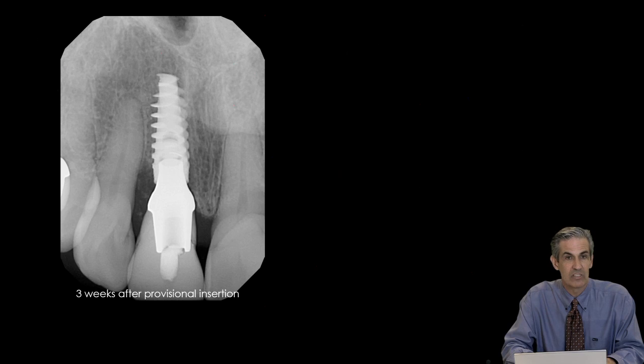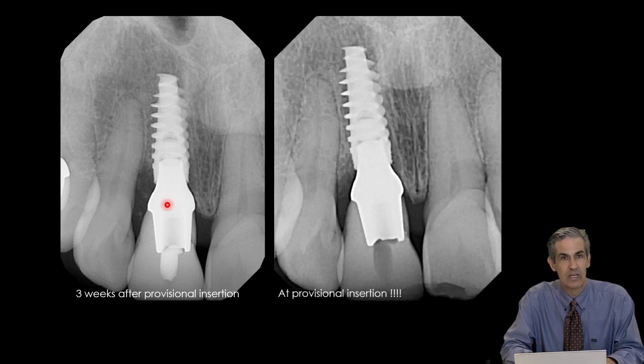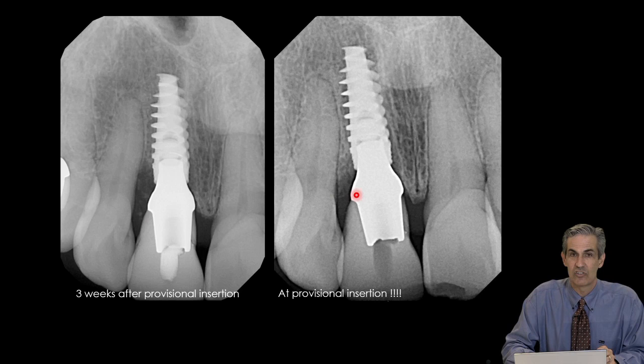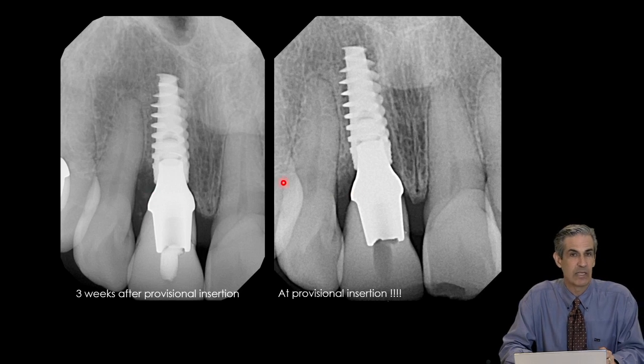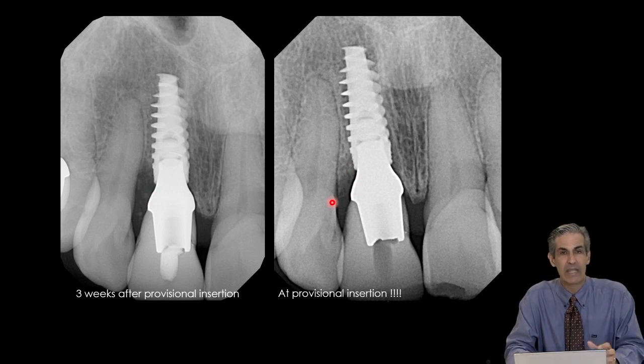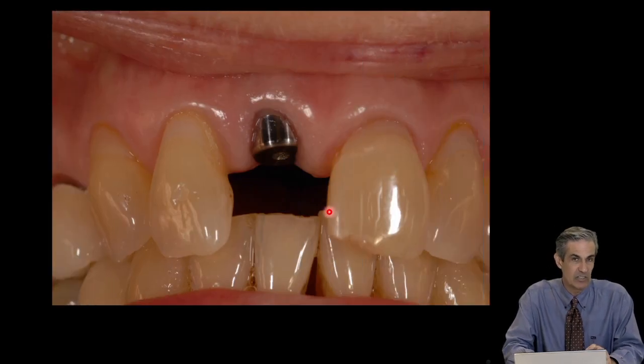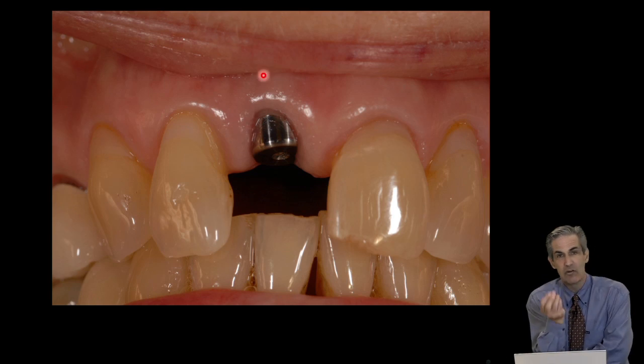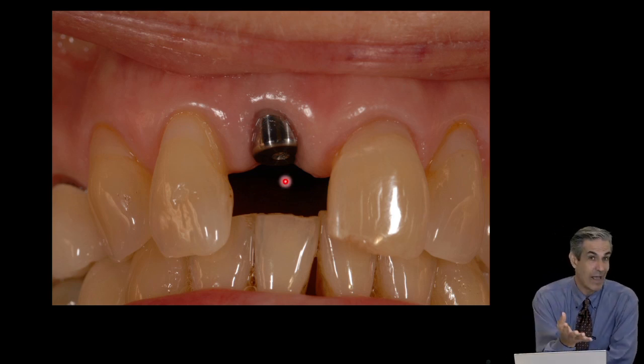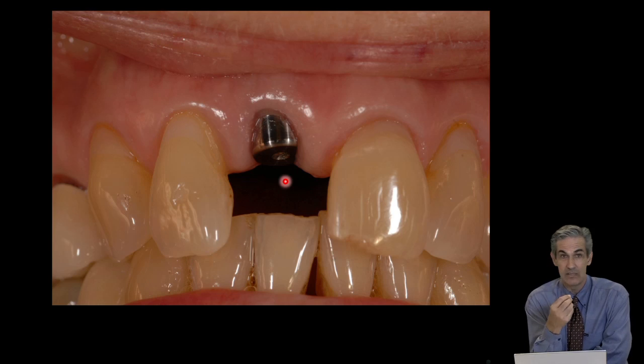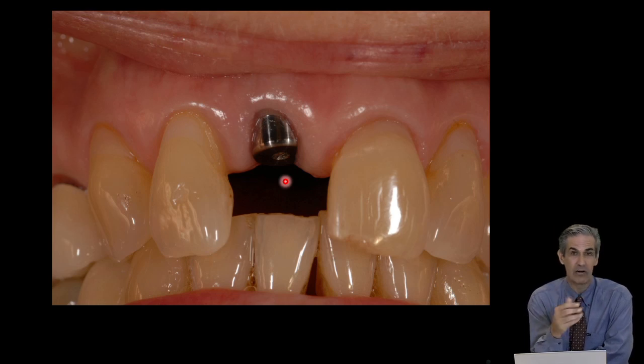3 weeks after the provisional insertion, this is what the bone looks like. And it doesn't look bad, but when you look back at the original picture, look at how much bone loss has occurred in 3 weeks. Maybe not true bone loss, but certainly radiolucency development in the bone that was there. We have to react to this, and what we chose to do was remove that provisional. The surgeon cleaned up that granulation tissue because there may be microscopic particles of grafting material, of acrylic resin embedded in that. Get it out of there, let it heal.